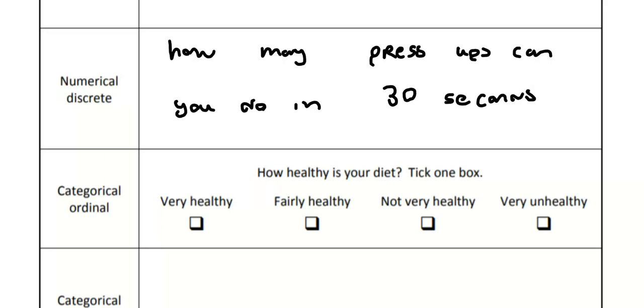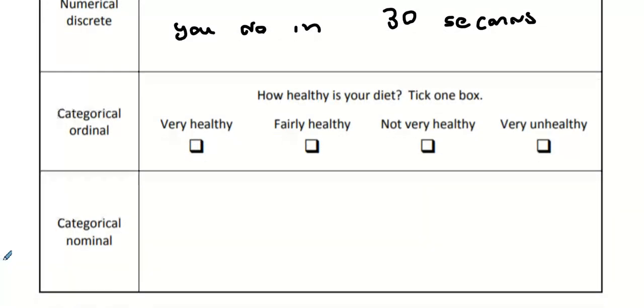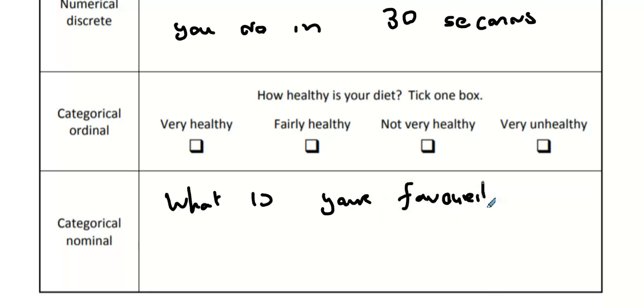Okay, next one, categorical. We need to get a categorical answer. You can just say, what is your favorite food? You say what your favorite food is. There is no order in the answer. Everybody has a different favorite food, okay? So there's no order to the answer, okay? So that's all right.